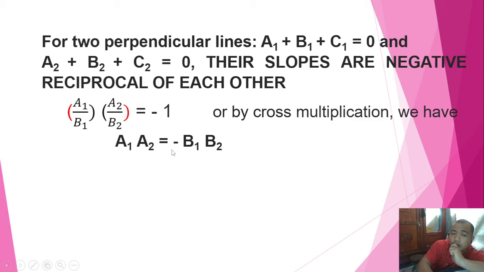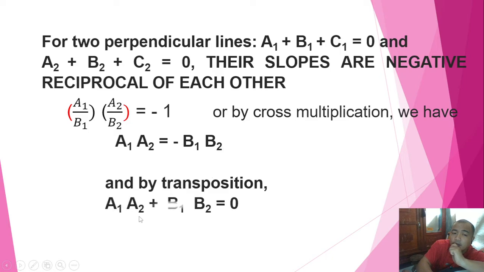So a sub 1, a sub 2 equals negative b sub 1, b sub 2. Then transpose this, and it becomes a sub 1, a sub 2 plus b sub 1, b sub 2 equals 0. This is now our formula in determining if two lines are perpendicular or not. All we have to do is memorize.